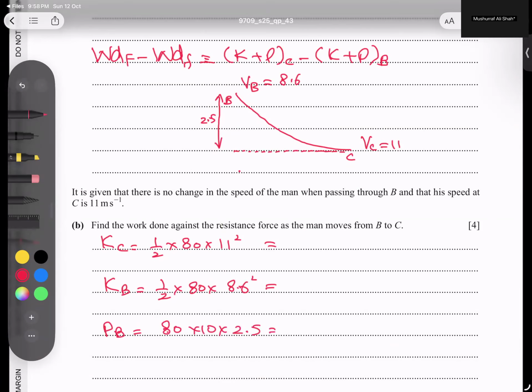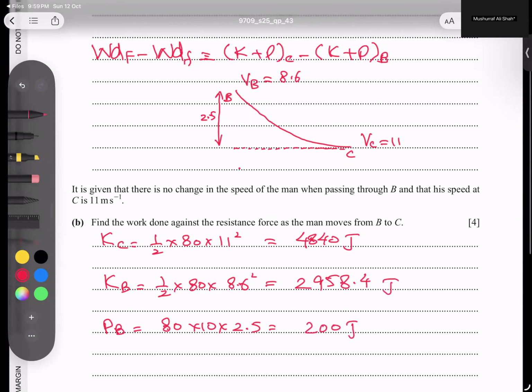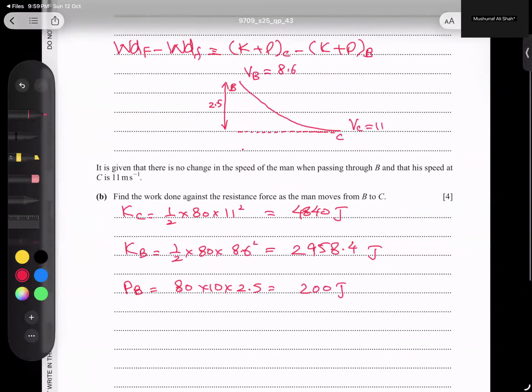So I'm going to calculate all values. 40 times 11 square, I got 4840 joules. Okay, 80 times half is 40. Then 40 times 8.6 square, and I'm getting here 2958.4. And 800 times 2.5, and I got 2000 joules. Right. Now I'm going to plug in all parameters in the top formula. So I'm bringing back this formula.